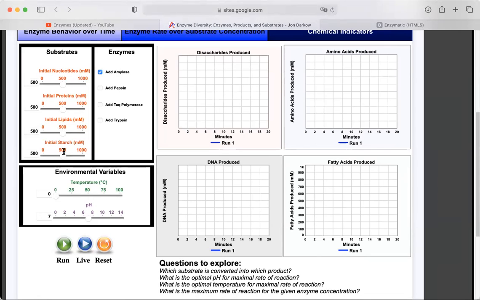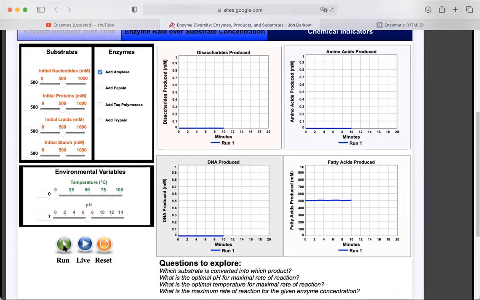So what you're seeing is your substrate, or what you're trying to break down, whether it's a nucleotide, protein, lipid, or starch, we're working with starch. So you'll start with a concentration of a substrate and you'll change that concentration, and then you'll add the appropriate enzyme. So amylase breaks down starch; trypsin, polymerase, pepsin, they all break down these other substrates, or not break down, but they are important for doing the chemical reaction that breaks down starch. So you'll add amylase, change the variable of the temperature and the pH.